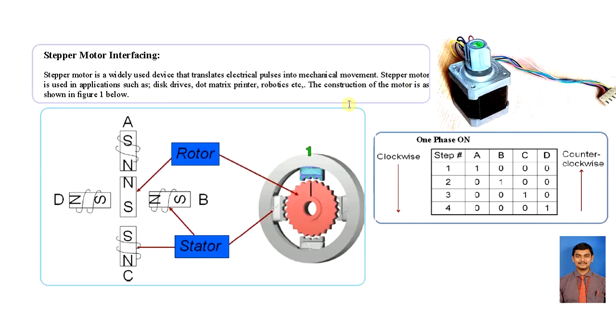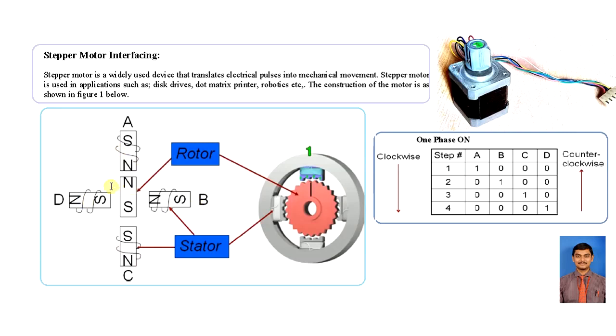The construction of the motor is as shown in the figure. You can observe the physical part here, comprising a rotor part and a stator part. Internally, it has a rotor part with two poles, north pole and south pole, and it has a stator part which is wound by wires. So we call them the windings. A, B, C, D are the four windings we have.